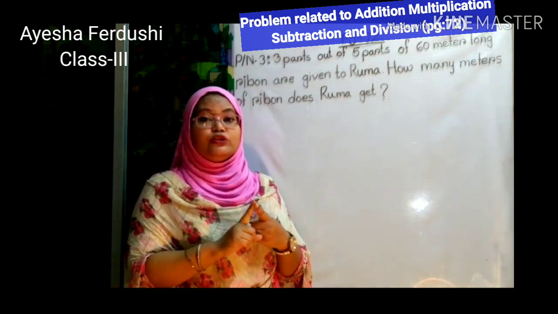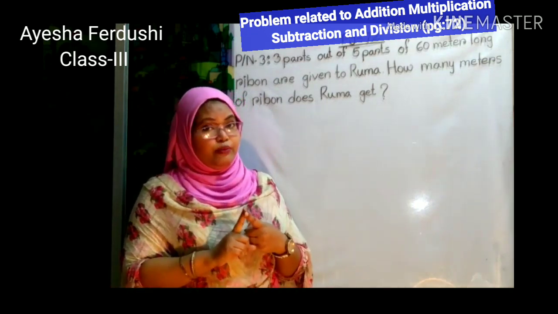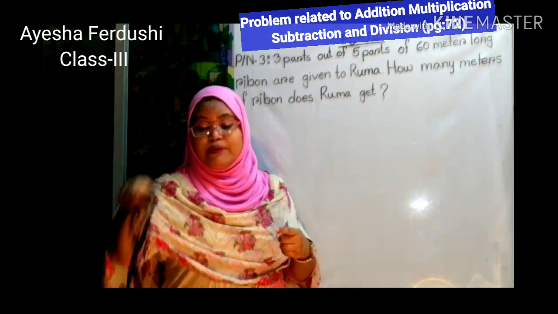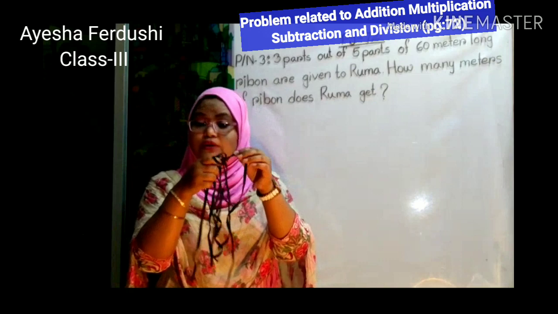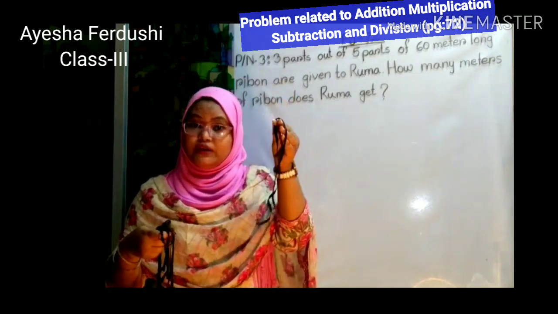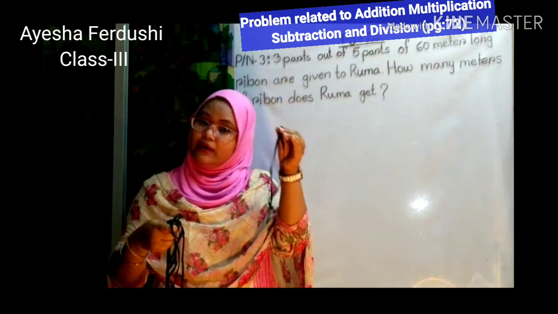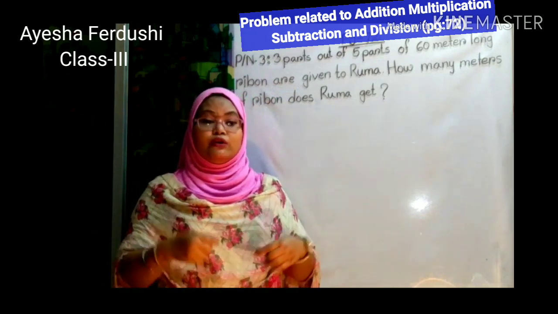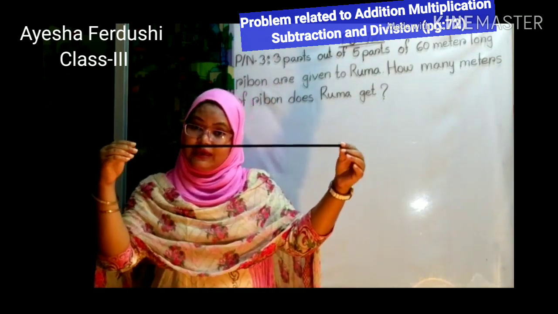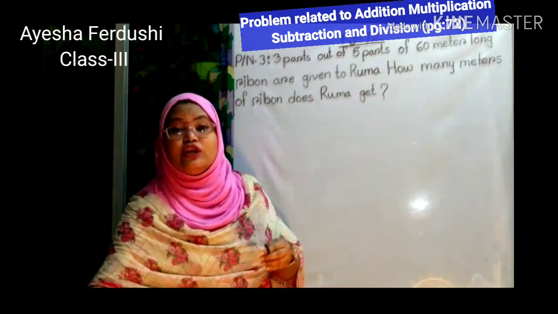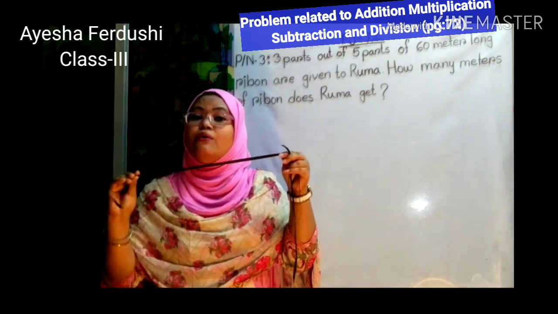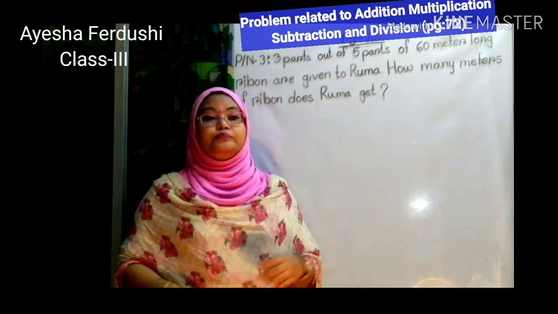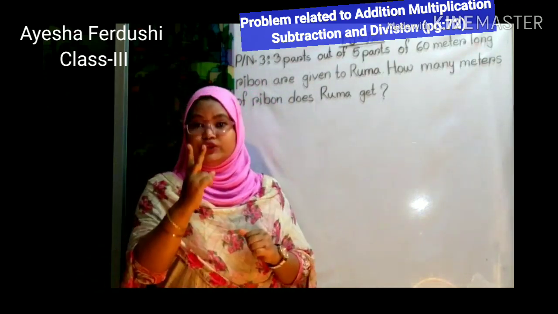In this math there are 2 parts. First step, you will do division. Have you got it? First step, you will take this 5 part ribbon and find out the 1 part ribbon length. Clear? After that, in the second step, from this 1 part ribbon length you will find out 3 part ribbon length. How? By doing multiplication.